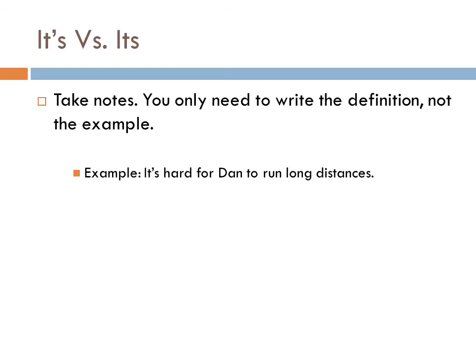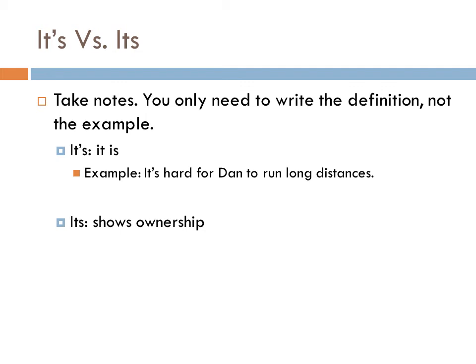It's versus its. So it's with an apostrophe is simply a contraction for it is. So for example, it's hard for Dan to run long distances. If you want to know whether or not it needs an apostrophe, all you have to do is think, would it is work there instead of it? If it is would work there, then it does need an apostrophe.